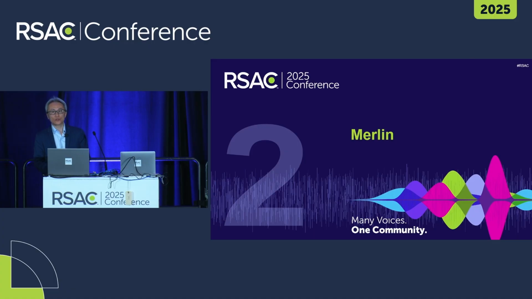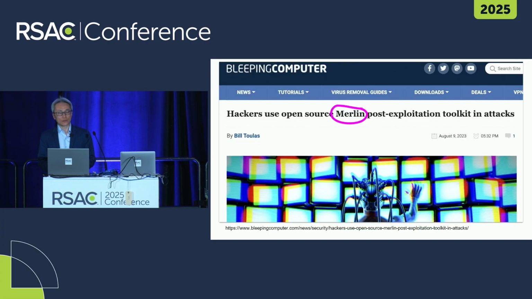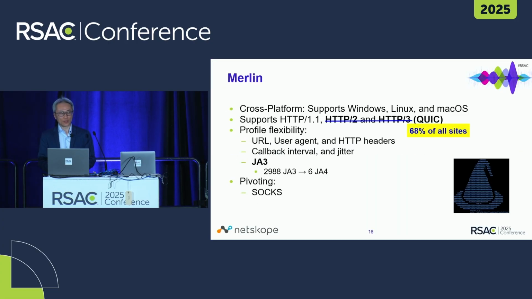Next, Merlin, which is developed by Mr. Russell Ventile in Go language. One of the best things I like is it supports some modern protocols in its C2 communication. Other than the traditional HTTP 1.1, it also supports HTTP 2 as well as HTTP 3, also known as the QUIC protocol.